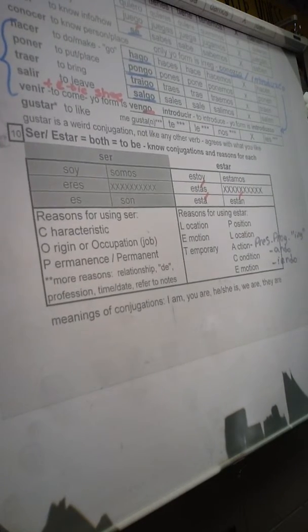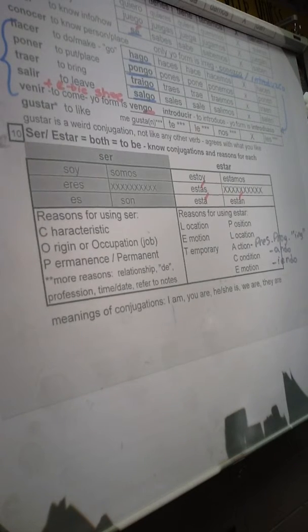Also fall under our irregular verbs. Ser is soy, eres, es, somos, son. Estar, estoy, estás, está, estamos, están. Accents should be very, very clear, so technically you have to worry about these accents as well for irregular verbs.